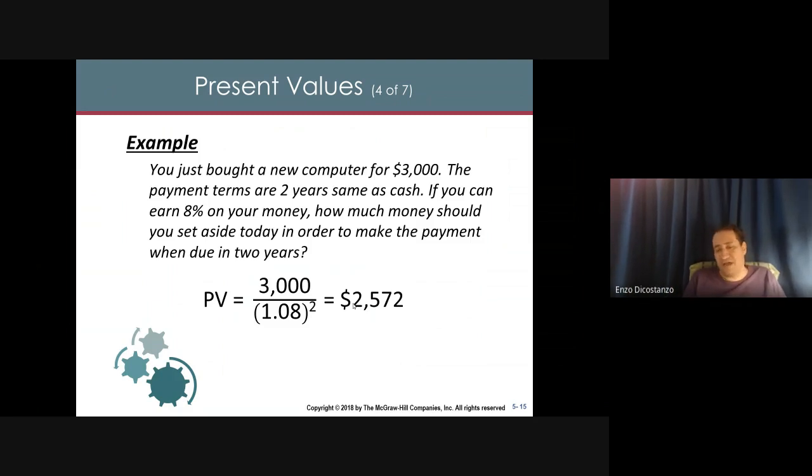Now, as people who've worked with me in the past know, I say this all the time. We'll discuss some of these problems, but we'll solve these in Excel so it makes sense. I don't expect you to look at, okay, well, 3,000 divided by 1.08 to the second power, and for that to be completely clear from just this little picture on a PowerPoint. But what this basically means is it says you just bought a computer for $3,000.